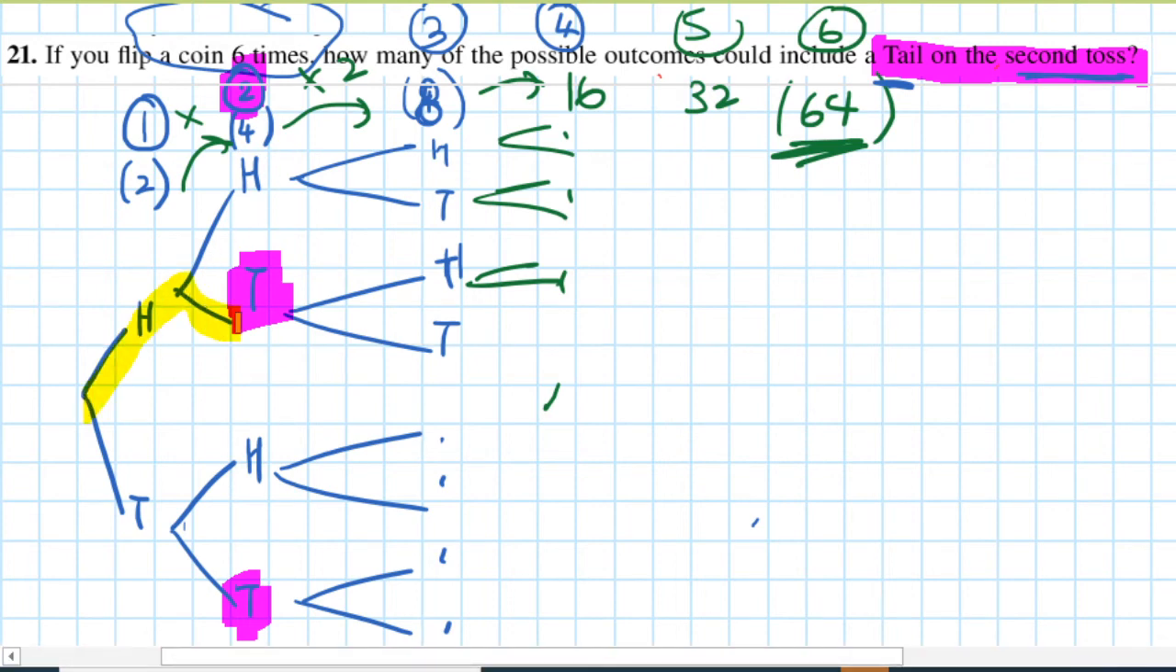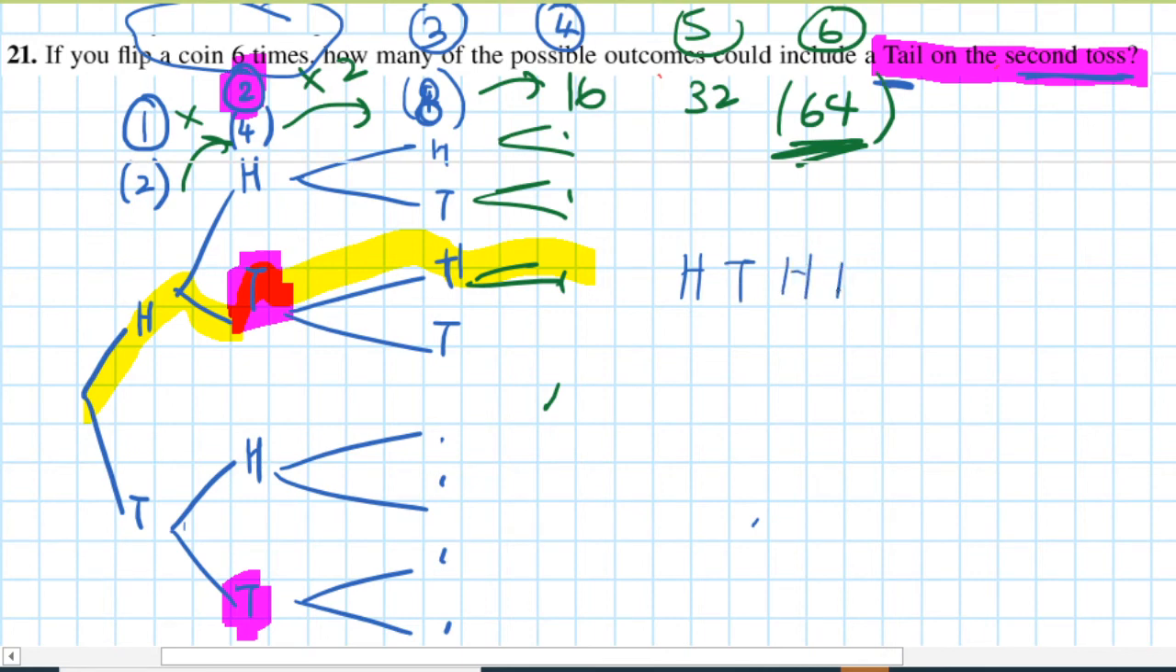What it's asking for is, the first outcome when we go through, let's say we go through this one all the way to the end, we're going to get an outcome of heads, tail, heads, heads, heads, heads. There's 6 flips, okay? So that's one outcome. Out of the 64 outcomes, which of them contains a tail in the second toss?